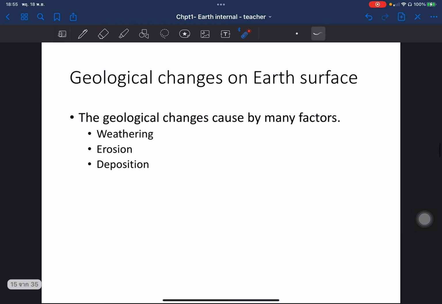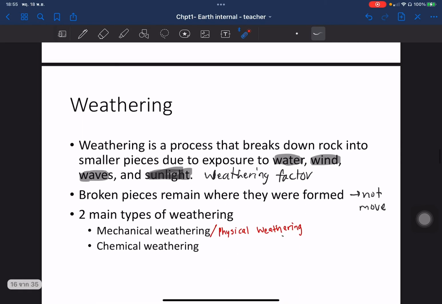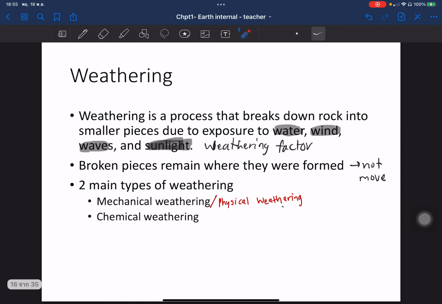So the geological change on the surface here can occur in three ways: weathering, erosion, and deposition. And today we'll talk about the first part, weathering. Weathering is a process that breaks down the rock into smaller pieces by many factors, for example the water, the wind, waves, and even sunlight, so-called the weathering factors. And the weathering factors affect different areas differently.